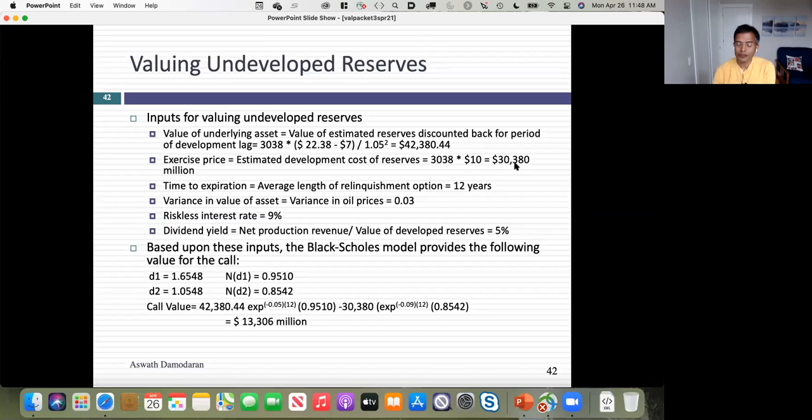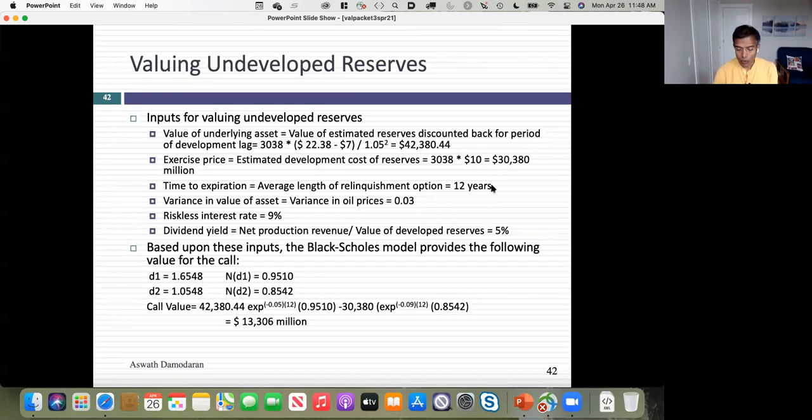The cost of developing these reserves is $30.38 billion. Again, if I paused right there and asked you, what's the discounted cash flow valuation of these undeveloped reserves? 42.38 minus 30.38 is $12 billion. In other words, if I did a traditional DCF valuation of these undeveloped reserves, the value of the reserves would be $12 billion. But there's an optionality here.